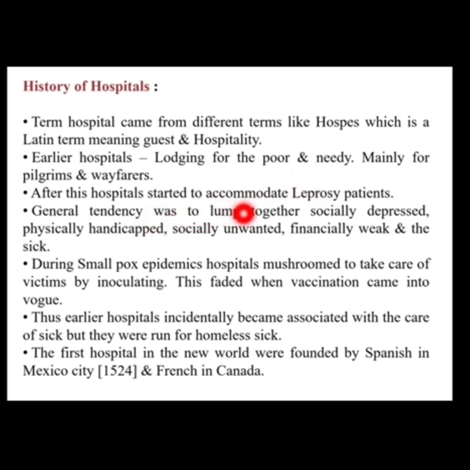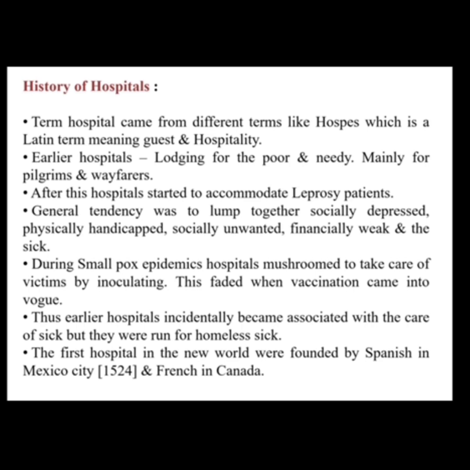After that, hospitals started to accommodate leprosy patients. Then there was a general tendency to lump together the socially depressed, physically handicapped, socially unwanted, financially weak, and the sick persons. Now, during the smallpox epidemics, these hospitals spread to take care of victims by inoculating them. After that phase was over, hospitals started to take care of sick patients, but they were run mainly for the homeless sick.